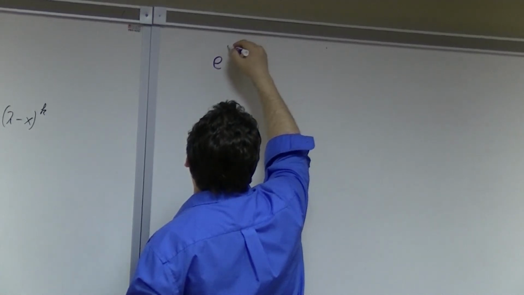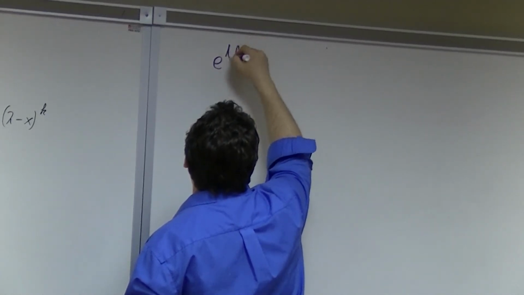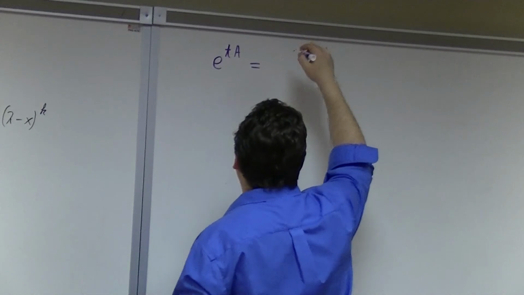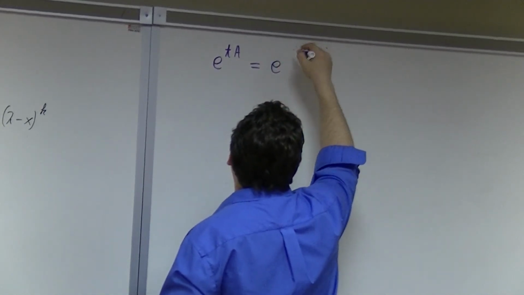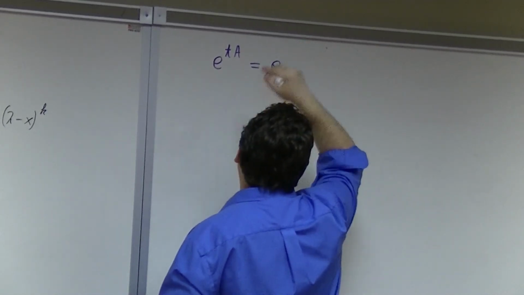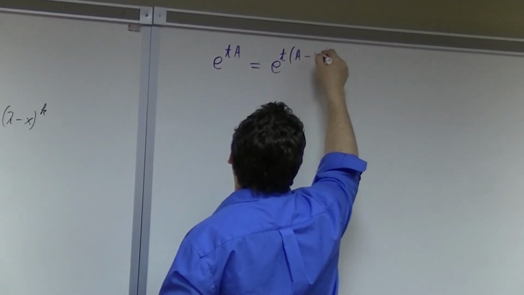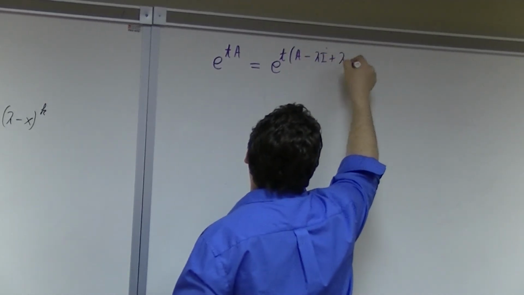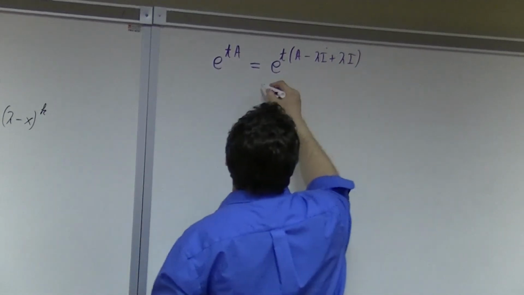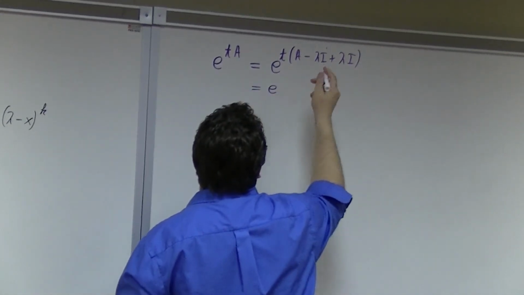Yeah, lambda. E to the lambda a. No, e to the ta. Excuse me, I'll get it eventually here. E to the ta is equal to e to the... well, gee, I don't know. Tilt your head, squint. You can see that this is really t times a minus lambda I plus lambda I, right? I just added 0. And so what that really is, like, gee, I don't know.